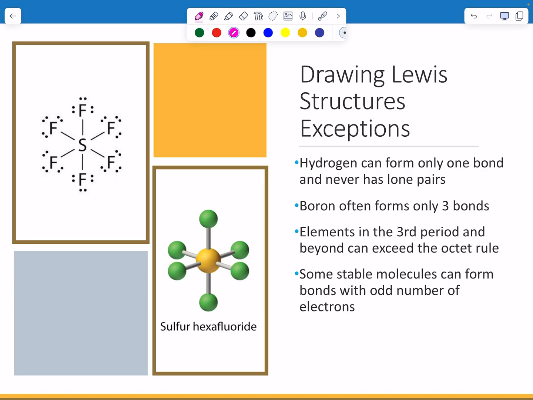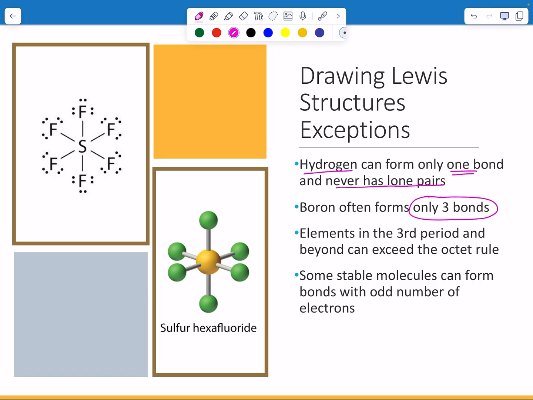Okay, so we're going to have some exceptions to Lewis structures. The first one we've talked about is hydrogen. It's small. It can only accommodate 2 electrons around it. It's only ever going to form 1 bond, and it never has lone pairs. The other exception is boron. Boron is going to form only 3 bonds. That's one of our most notable exceptions.